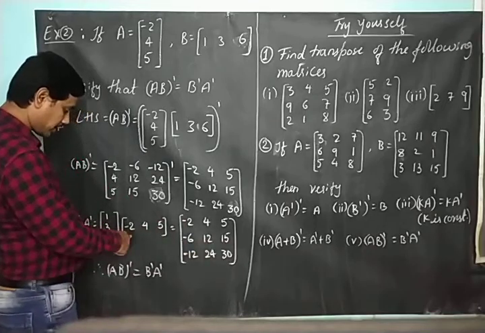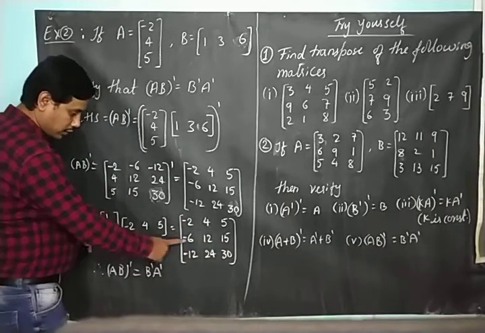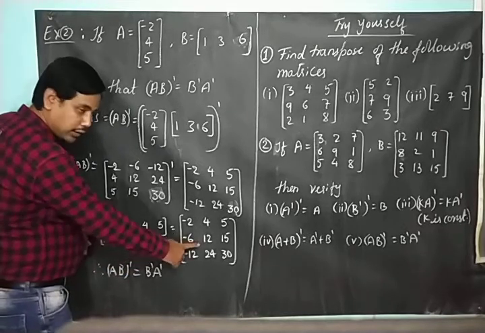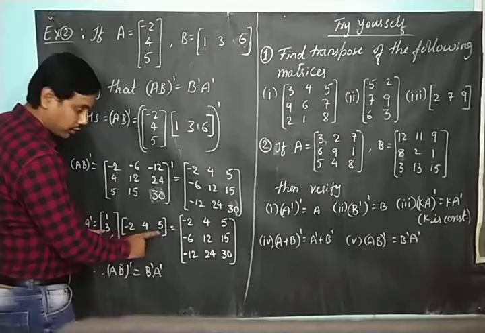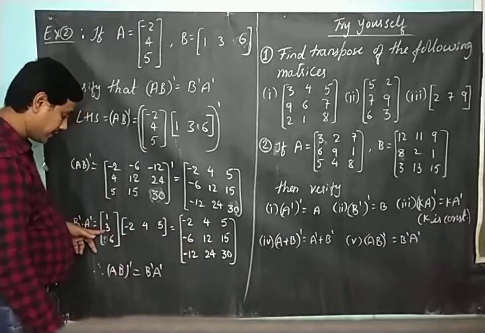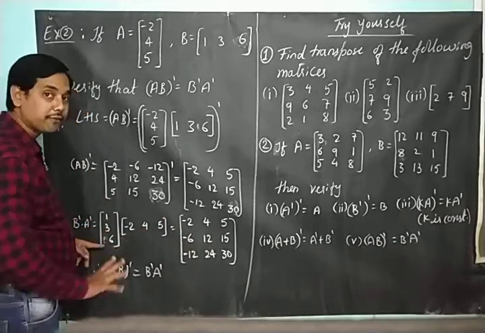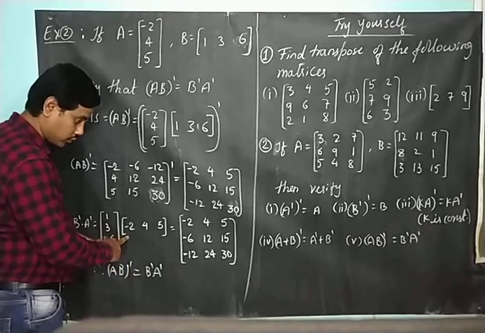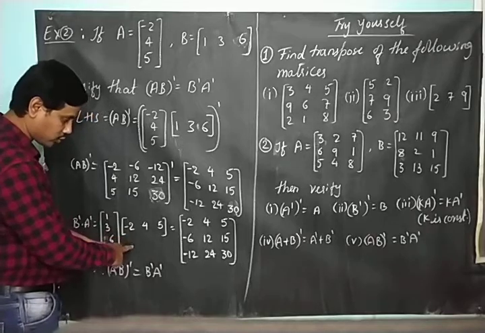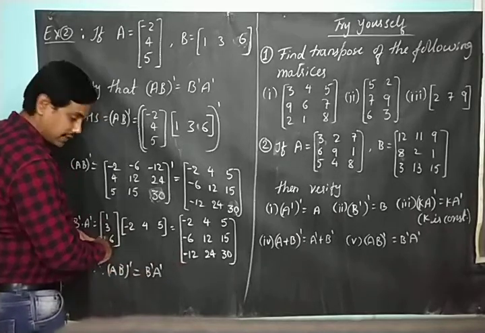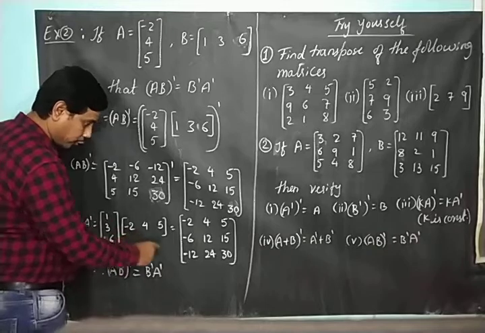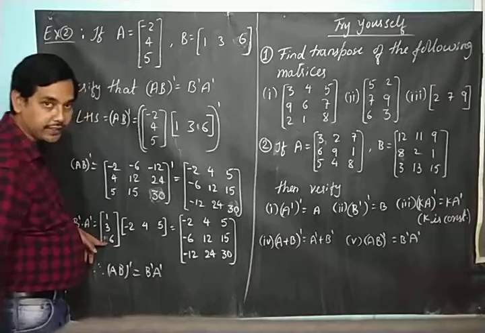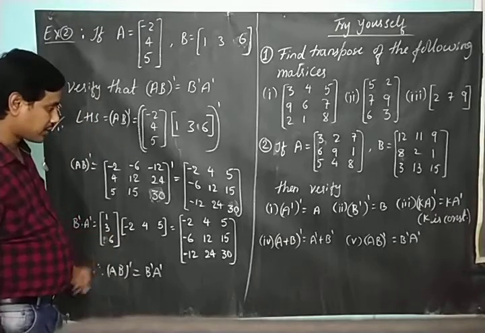Now second row with first column: 3 into minus 2, minus 6. Second row into second column: 3 into 4 is 12. Second row into third column: 3 into 5 is 15. Okay, so the second row is finished. Now let us come to the third row. Third row with first column: 6 into minus 2, minus 12. Third row with second column: 6 into 4, 24. Third row with third column: 6 into 5, 30. So this is nothing but B transpose into A transpose.